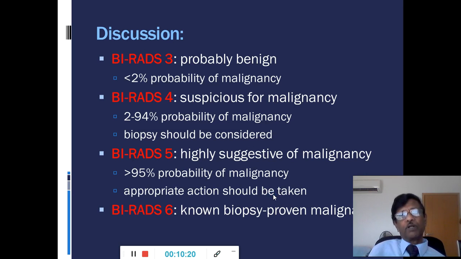BIRADS 3, probably benign. Here there is less than 2% probability of a malignancy. BIRADS 4, suspicious for malignancy. 2 to 94% probability of a malignancy is there. Biopsy should be considered. BIRADS 5, highly suggestive of a malignancy. That is more than 95% probability of malignancy and appropriate action should be taken. BIRADS 6, known biopsy proven malignancy.